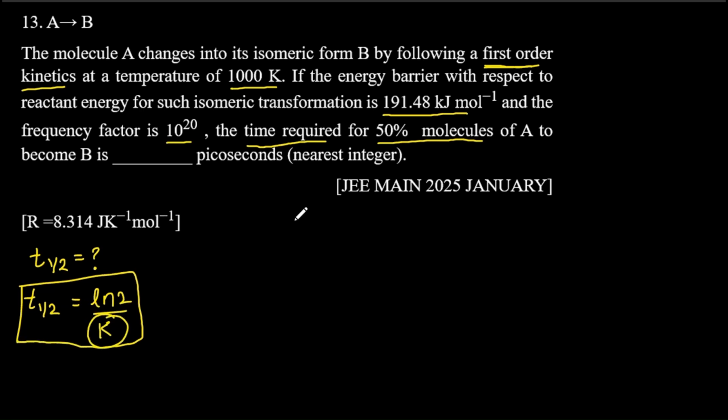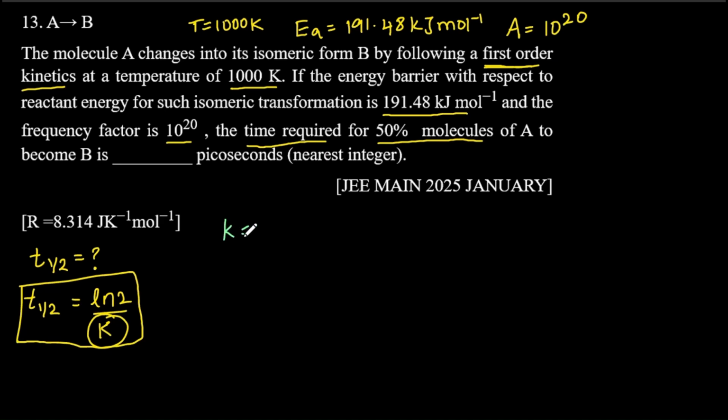So how to find the rate constant? Here, information is given in this question. Temperature is given as 1000 Kelvin. The energy barrier with respect to reactant energy, that is the activation energy EA, is given as 191.48 kilojoule per mole inverse, and the frequency factor A value is given as 10 power 20. So we know the Arrhenius equation: K, rate constant, is equal to A e power minus EA divided by RT. So you have to find the rate constant.